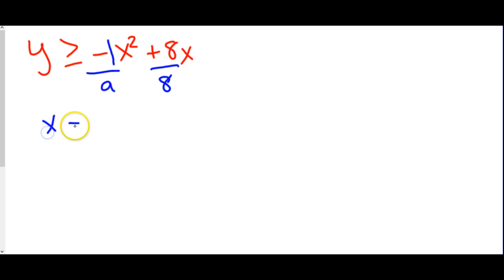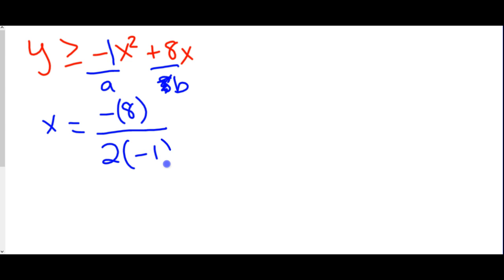We plug that into the formula, negative B over 2A. So negative 8. 8 was positive this time, so we don't need that extra negative sign that we had last time. Over 2 times A, which is -1. Then we simplify: negative 8 over -2 equals +4. That would be the x-coordinate of our vertex and the axis of symmetry. It's actually two things.